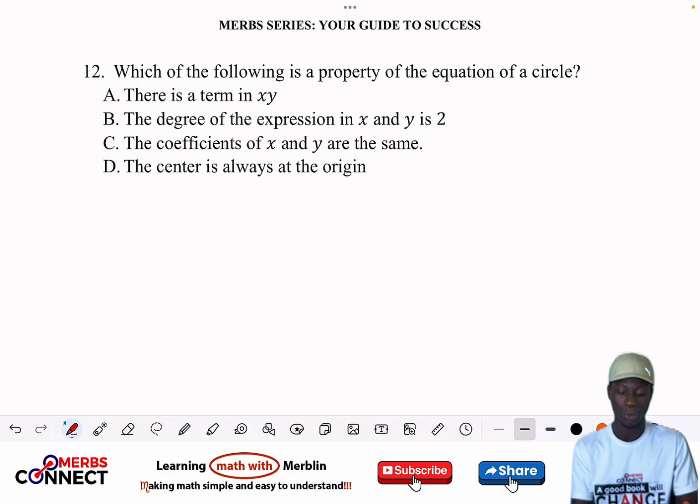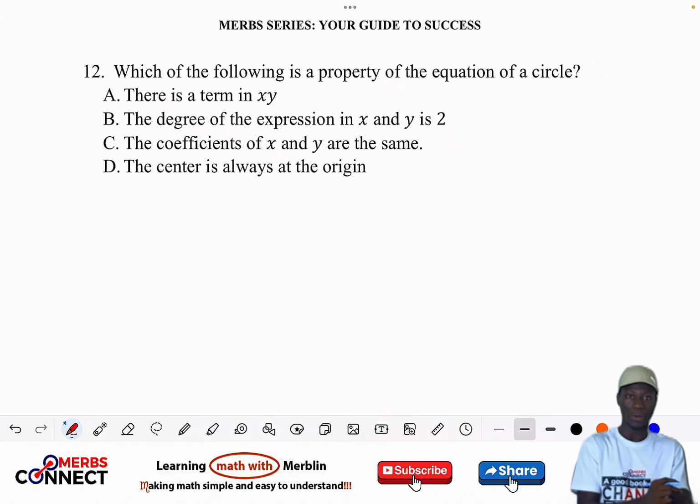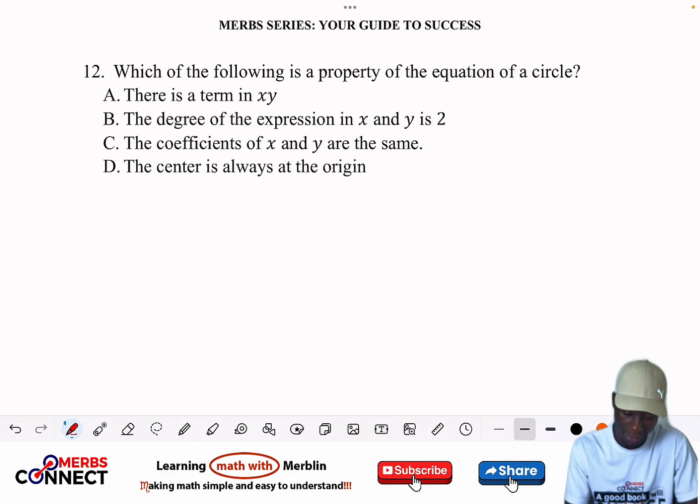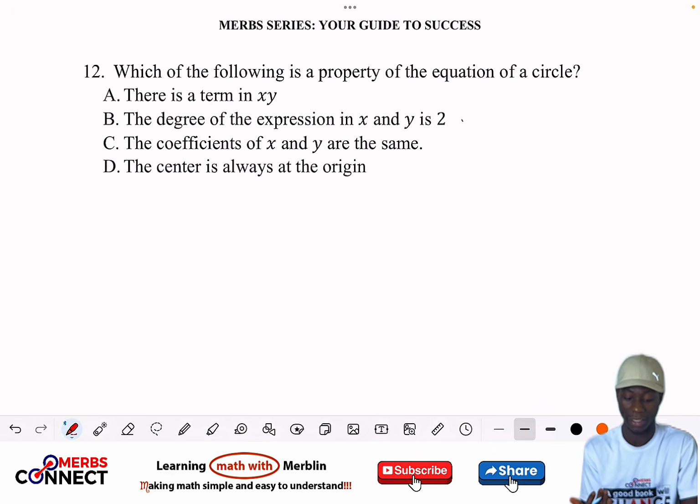Which of the following is a property of the equation of the circle? Right, so this question, they tricked it a little. The question we've seen before was which is not, but now they are saying which is the one. So this one is B, right?